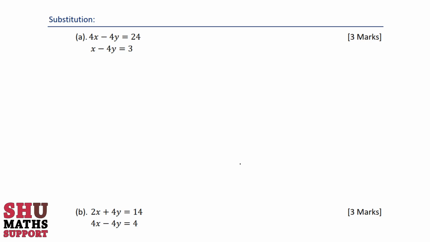But yeah, so we have 4x minus 4y, which is equal to 24, and we have x minus 4y, which is equal to 3. So when we're doing substitution, what we want to do is rearrange one of the equations, preferably the easiest one to rearrange, for one of the variables. So we have it in the form of x is equal to some stuff or y is equal to some stuff. So straight away I'm going to choose the second equation. I'm going to choose that one because there isn't a coefficient on the x. So we can simply just have x is equal to 3 plus 4y.